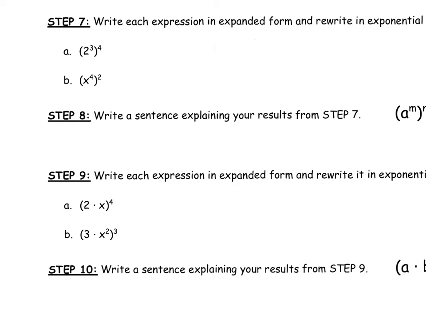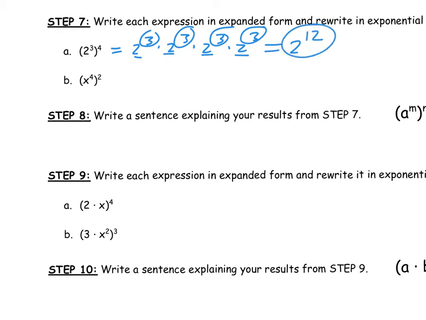Well, trying to explain this a little bit. I have 2 to the third, but 4 of them. So I have 2 to the third times 2 to the third times 2 to the third times 2 to the third, 4 of them. Well, when we're multiplying like bases, and they're all 2's, they have to be the same base, you add exponents. So this becomes 2 to the 3 plus 3 plus 3 plus 3. That's 12. 2 to the 12.